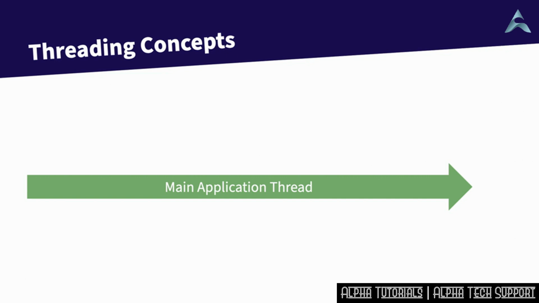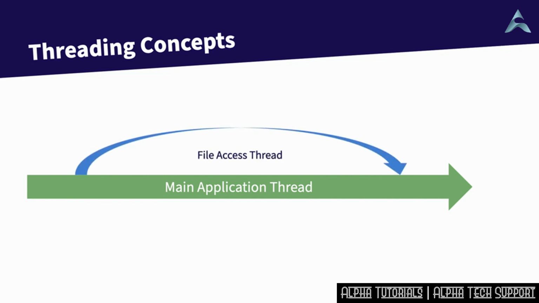The idea is that when we run an application, we have this main application thread, and that's going to sequentially execute the commands in our program. But sometimes we need to do something like access a file, and that can be a long operation. If it's a large file and we need to read it or write to it, then we may want to do that on another thread.